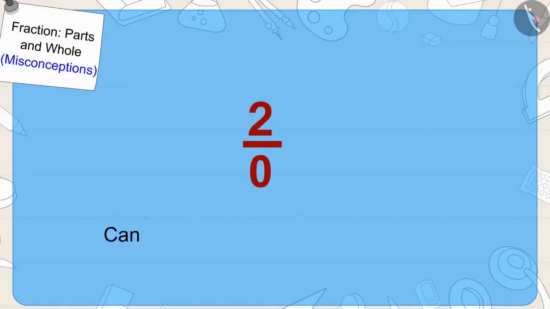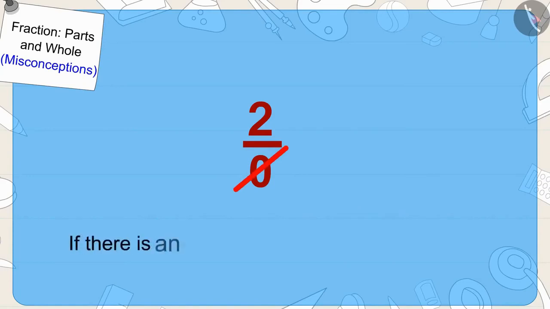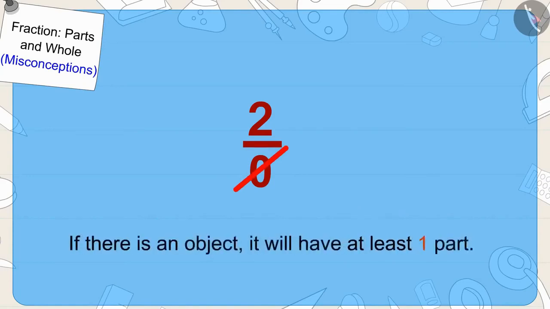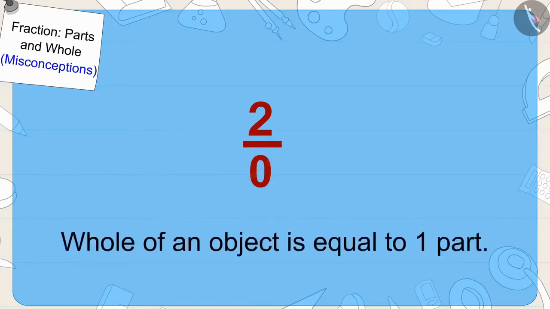Children, can we divide anything into 0 parts? No. If there is an object, it will have at least 1 part. Because the whole of an object is equal to 1 part.